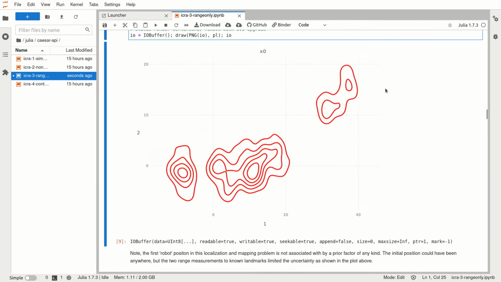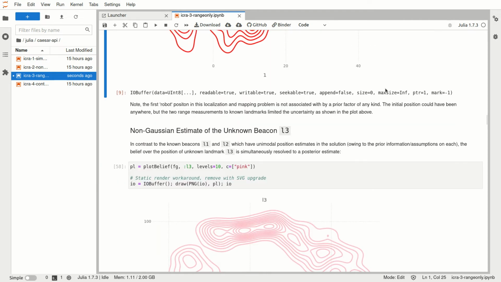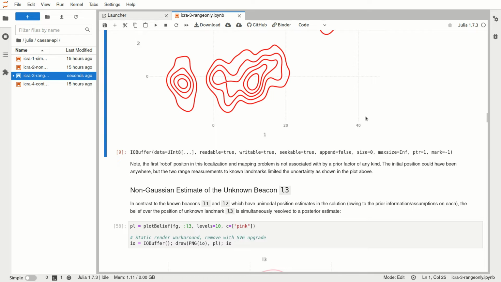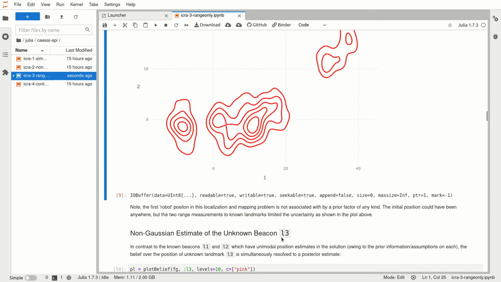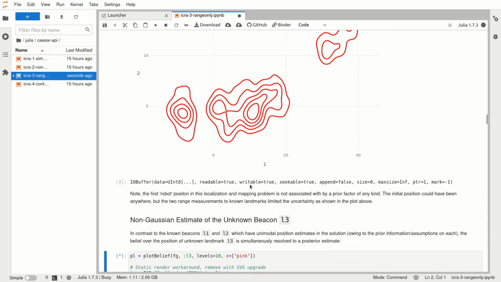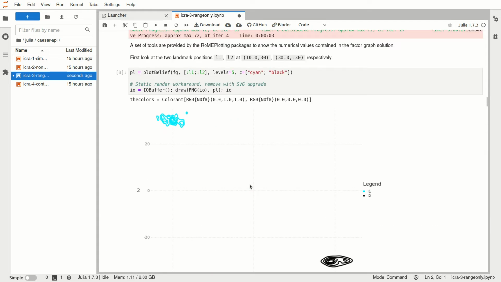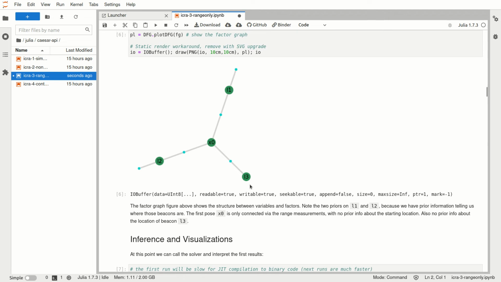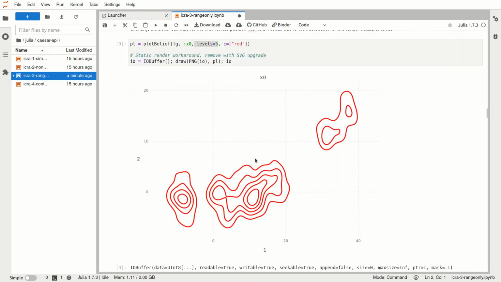You'll see the static rendered images that are already in the notebook are the ideal sort of case. Next, let's look at what happened to L3. If I just scroll back up, let me start that plot. If you have a look back up here, L3 should be just a range based on whatever the estimates of x0 are. So let's see if we actually get that. And there we go, we do.